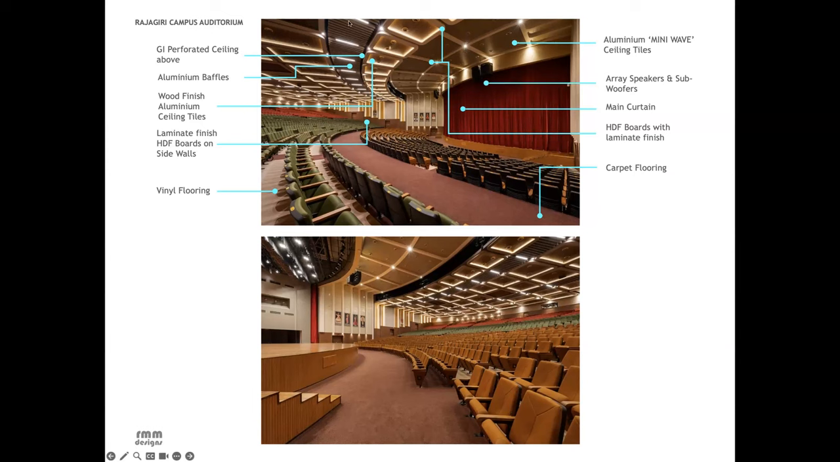What you see here, these baffles, these are also in aluminum. And there is a darker ceiling above, which has got all the AC vents and sprinklers and so on and so forth. These are obviously the main speakers, which are known as array speakers.